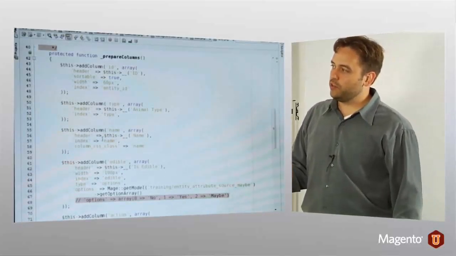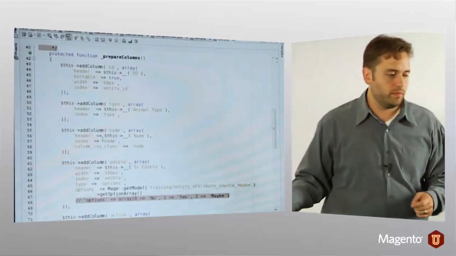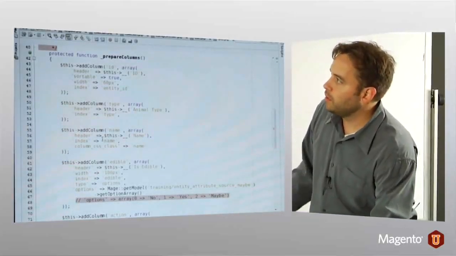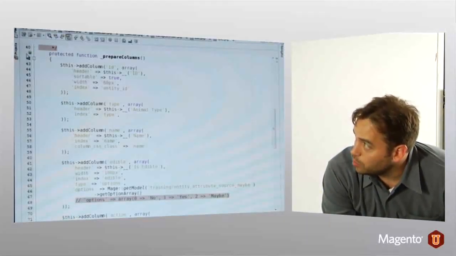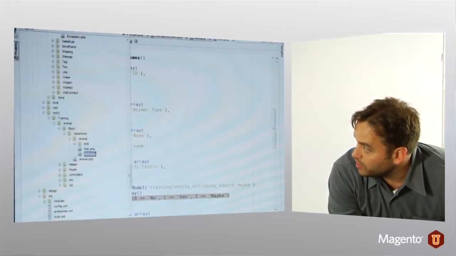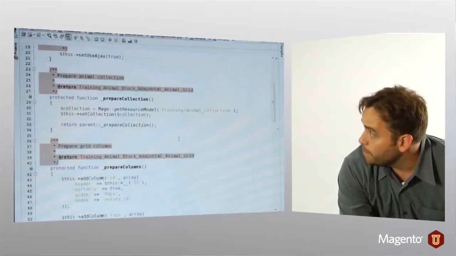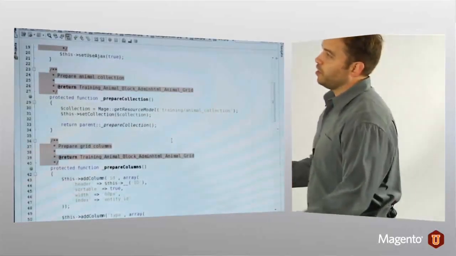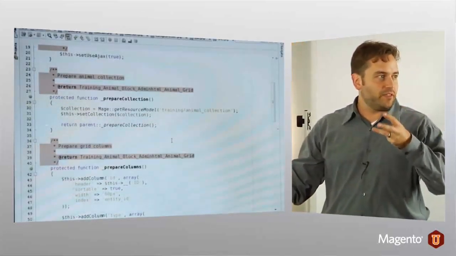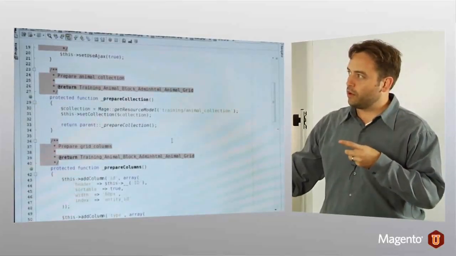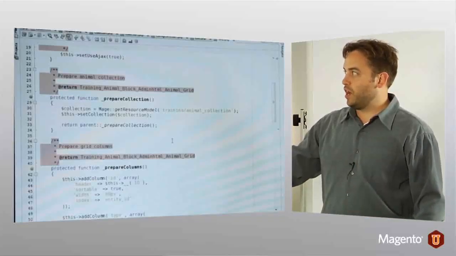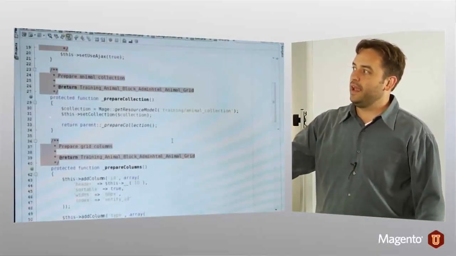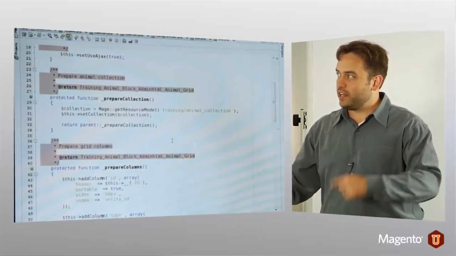Where do those indices come from? Well, in this case, they come from animals, but how do the animals get in there? Well, prepare collection. That's the other method in prepare grid. So in this case, we call our collection, mage, get resource model, training, animal collection. And we just set it on this object.